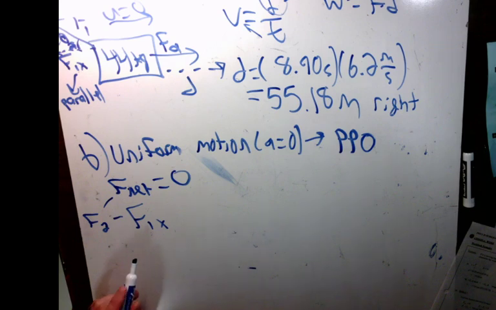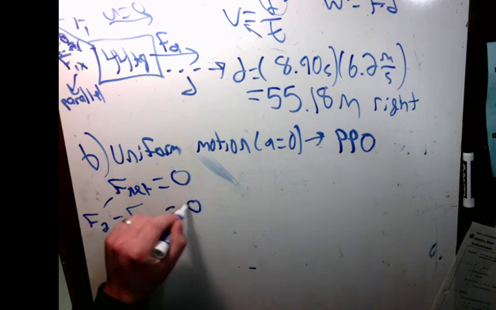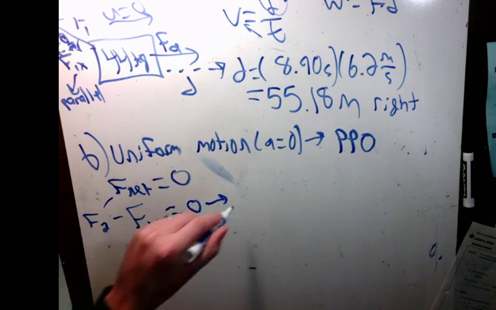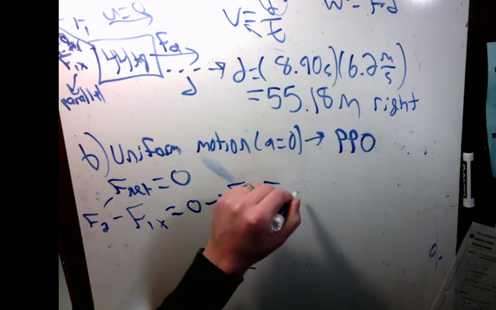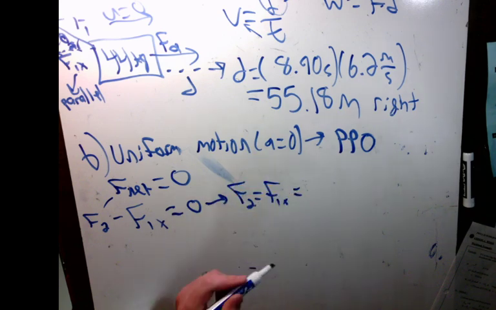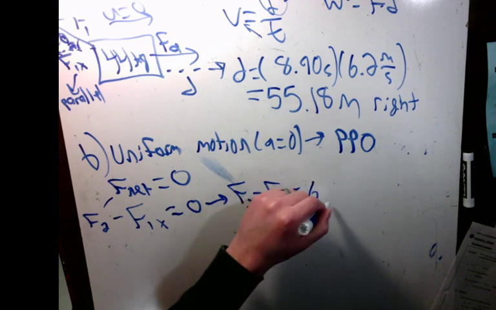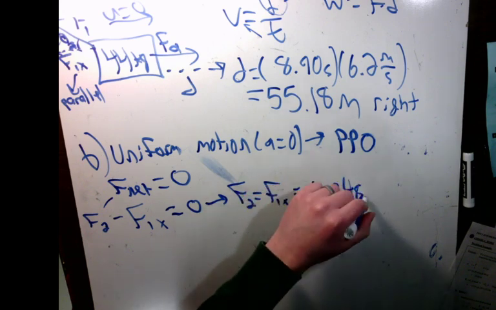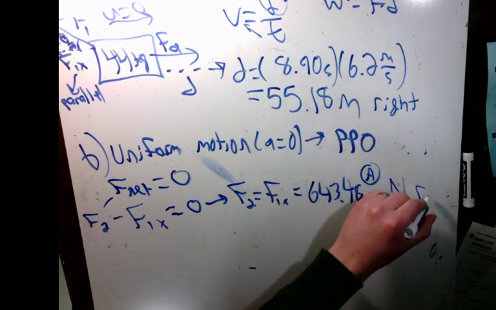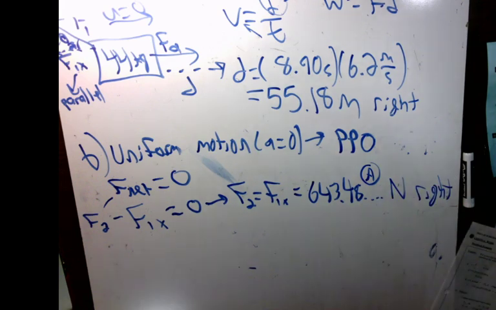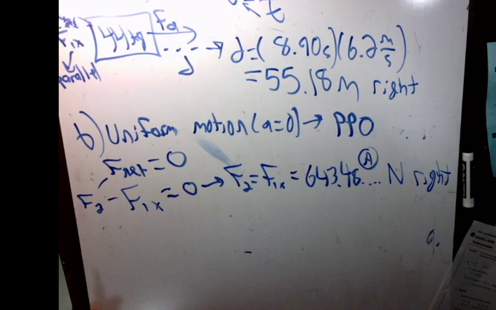All right, so we have this simplifying to F2 is equal to F1x, which we calculated before as 643.48, blah, blah, blah. I have it still stored as A in my calculator, newtons. And now we're going to the right rather than left. Okay, now we have our force, we have our distance, easy peasy.